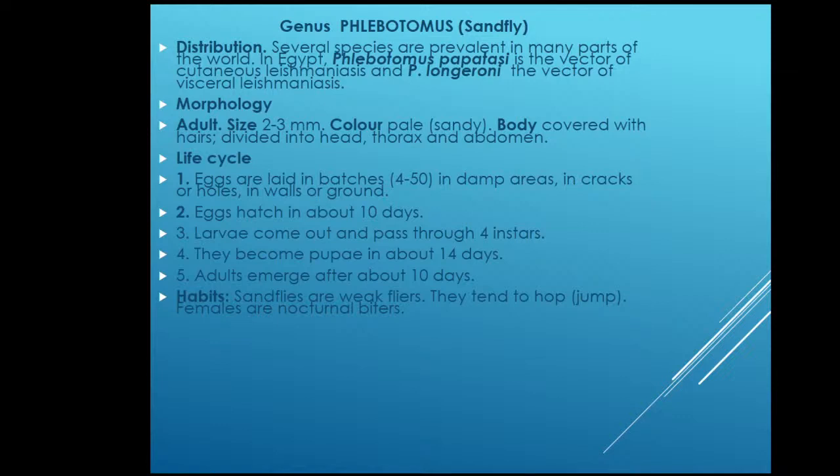The next organisms from class Insecta are of genus Phlebotomus. The general name is sand fly. These insects are cosmopolitan, and they can live in many parts of the world. In Egypt, Phlebotomus papatasi is the vector for cutaneous leishmaniasis, and Phlebotomus longipes is the vector for visceral leishmaniasis. The size of the adult sandfly is nearly 2-3 millimeters. The body is covered with hairs and divided into head, thorax, and abdomen.